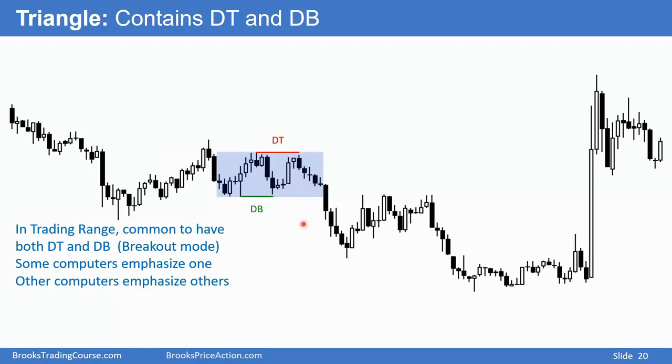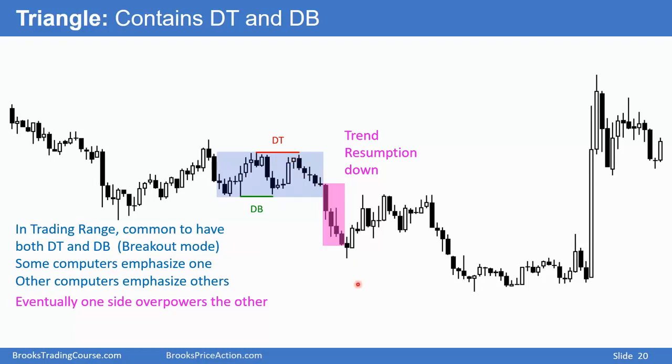It's in breakout mode. And you can see when we broke below the double bottom, everyone agreed price was going lower. We have a big breakout bar and a good follow-through bar. Bear trend, a trading range. Every trading range contains some kind of a double bottom and some kind of a double top. We got trend resumption down. The bears overpowered the bulls, who gave up.